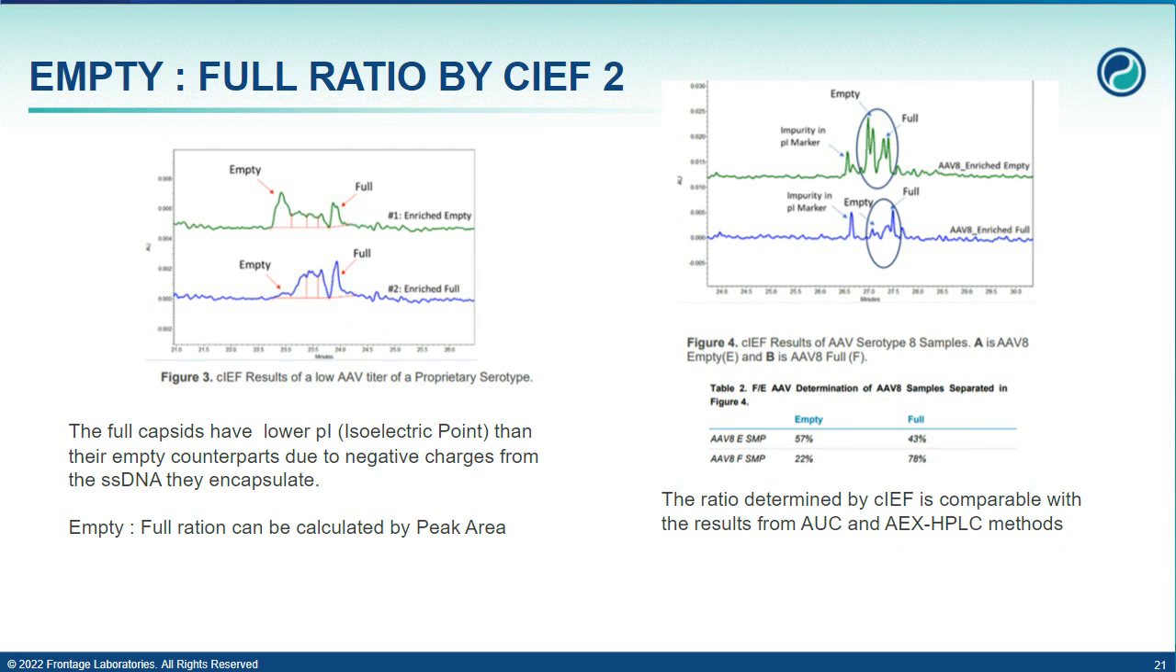The principle for CIEF determining empty-full ratio is that the full capsids have a lower pI than the empty counterparts due to negative charges from the ssDNA they encapsulate. The empty-full ratio can be calculated by peak area with the CIEF method. We can see from here that the ratio determined by CIEF is comparable with the results from AUC and AEX-HPLC methods.